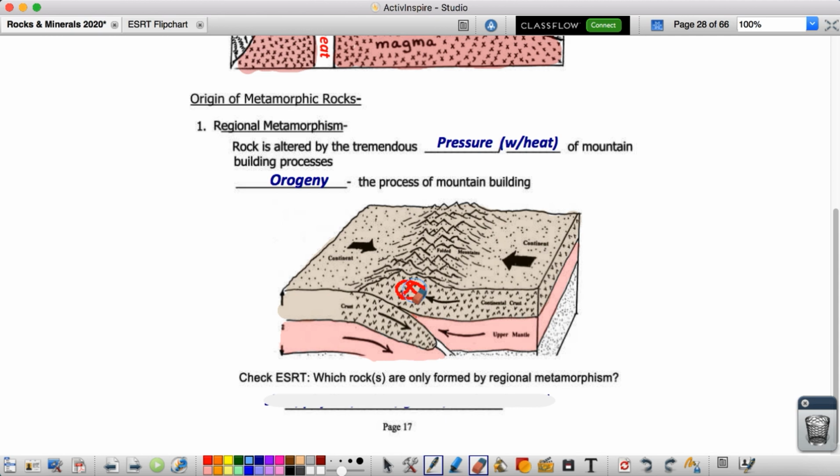So now we're going to have to go to our ESRT for a minute, or you will, and I'd like you to go to your ESRT, check the fourth column, and locate and record the rocks that are formed only by regional metamorphism, only in this way. Pause the video, record your answers, and we'll see if you're right.